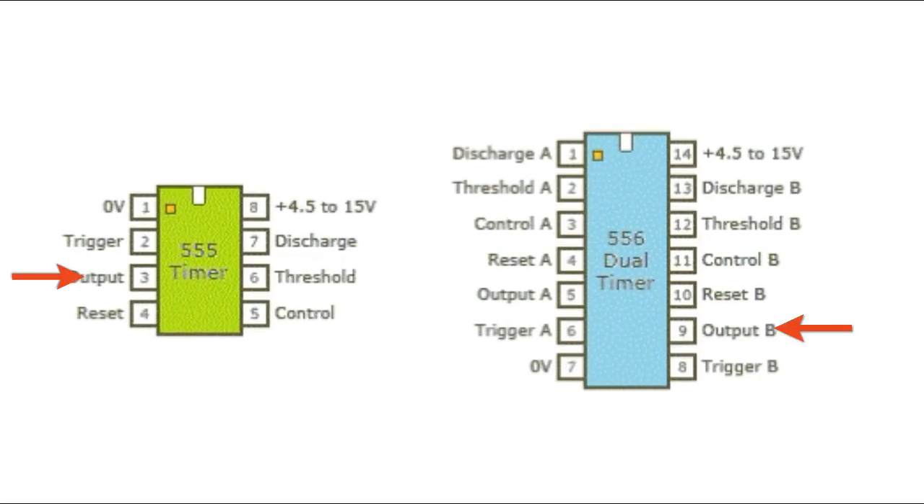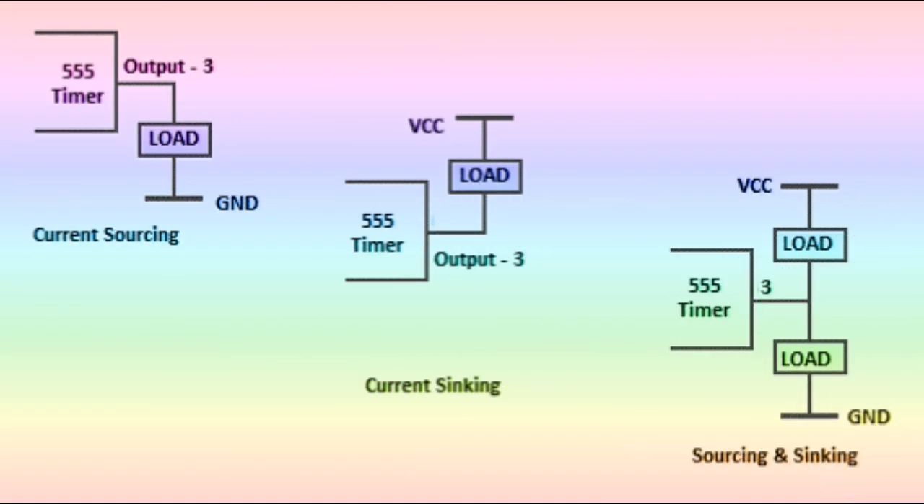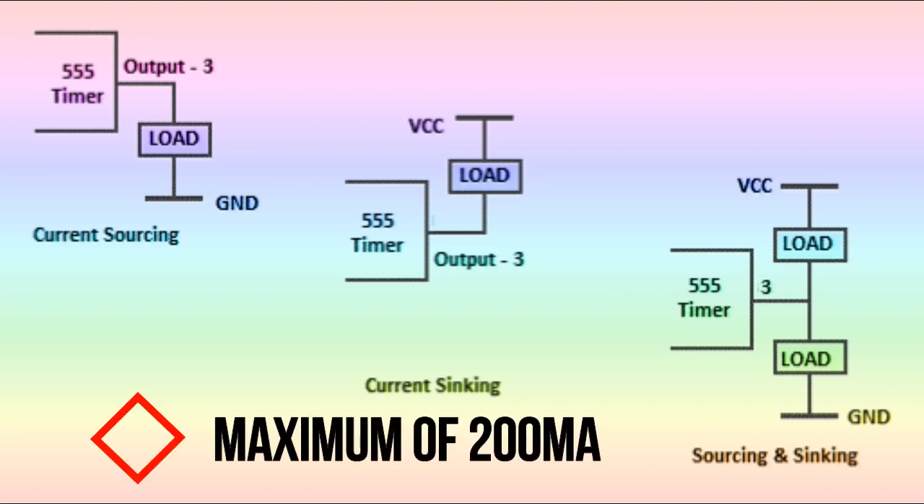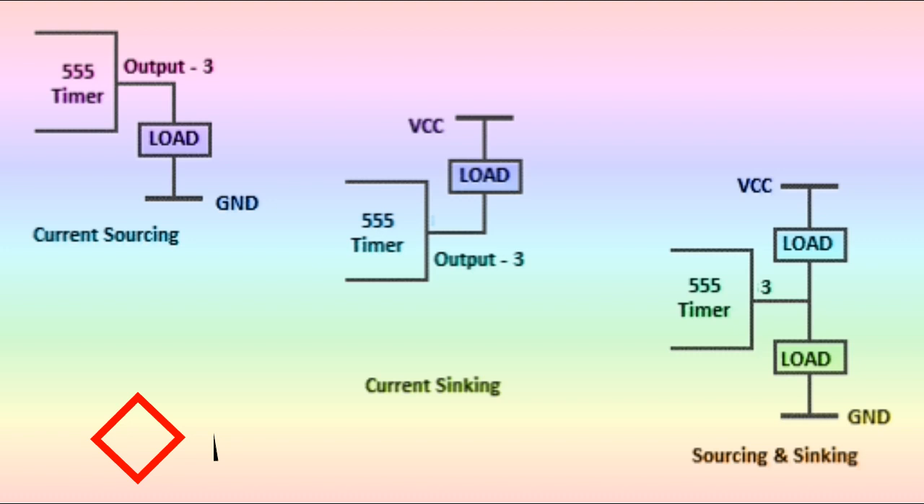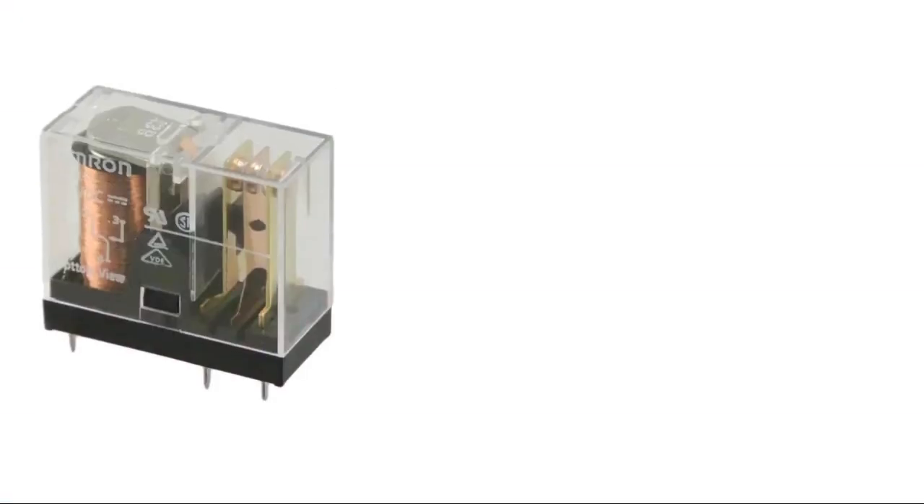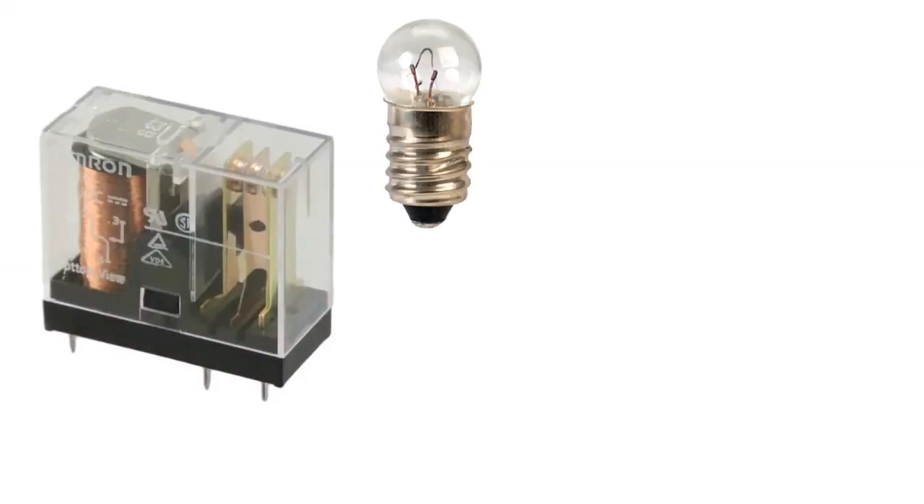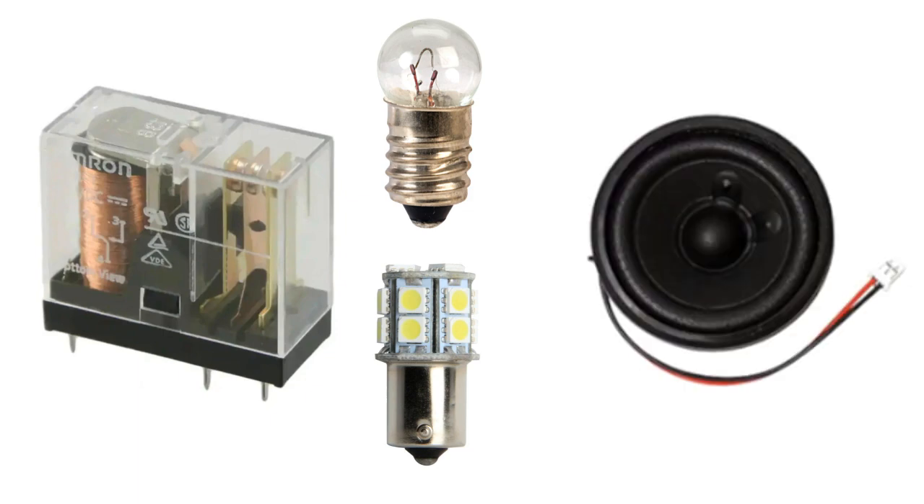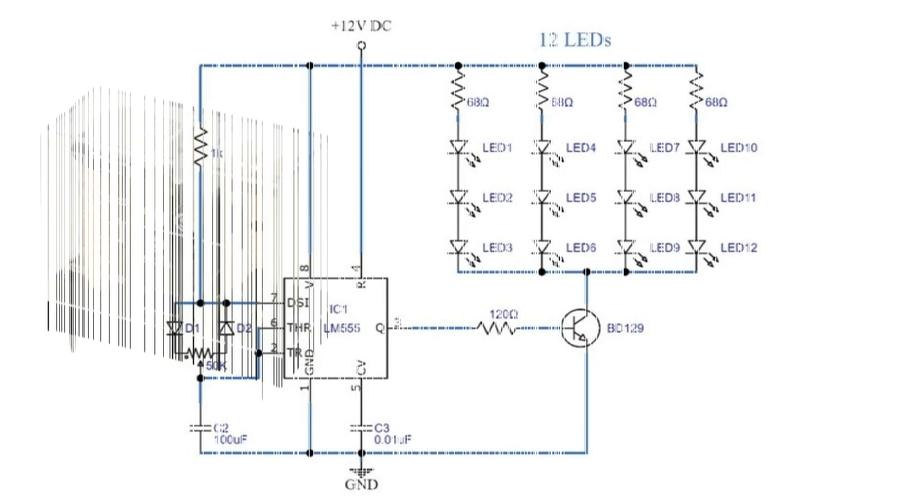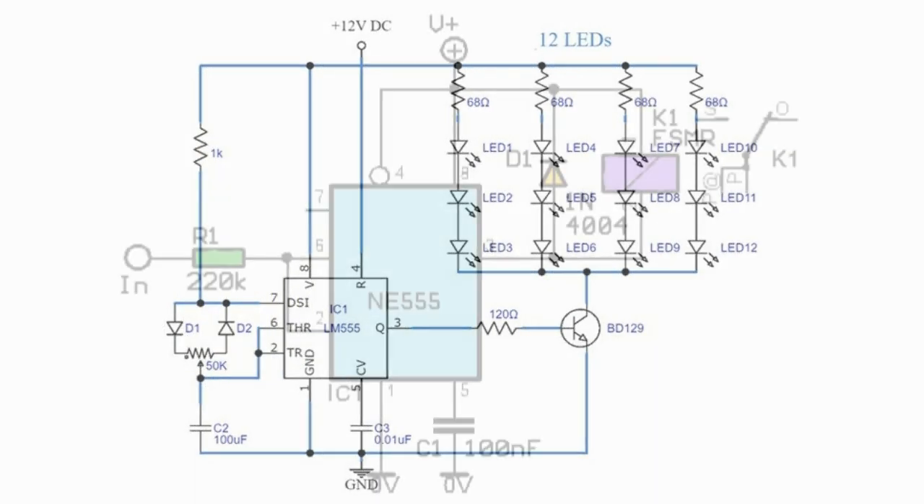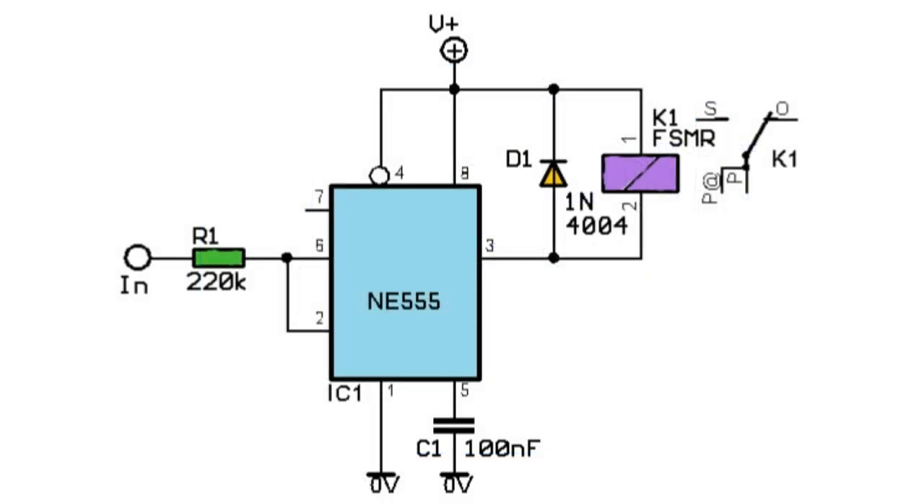The output, pin 3, of the standard 555 timer, or the 556 timer, has the ability to either sink or source a load current of up to a maximum of 200 mA, which is sufficient to directly drive output transducers such as relays, filament lamps, LEDs, motors, or speakers, etc., with the aid of series resistors or diode protection.